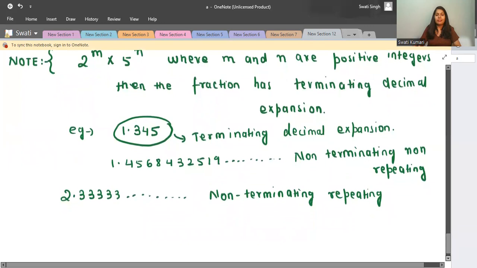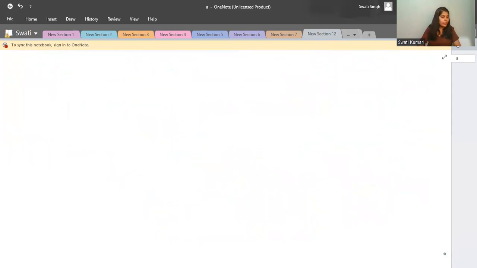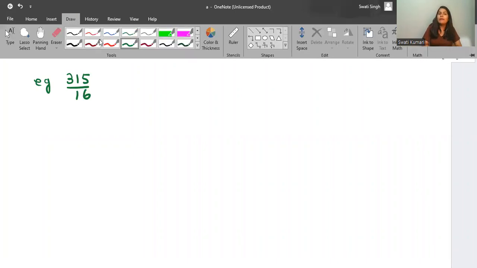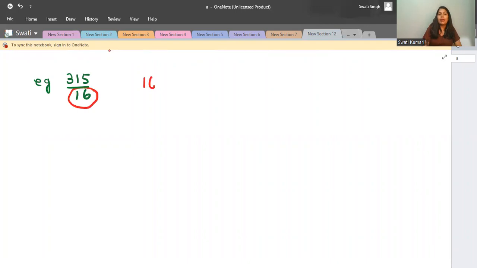Let us understand with an example now. We had the question 315 upon 16. Without actual division, you have to check whether this is terminating or non-terminating. What method did I tell you? You just take the denominator and find the prime factor, which is 2 into 2 into 2 into 2, which is 2 raised to 4. So clearly, this is in the form of 2 raised to m. There is no visible 5 raised to n, but I'll make it visible now. Here, I can write 5 raised to 0, correct?